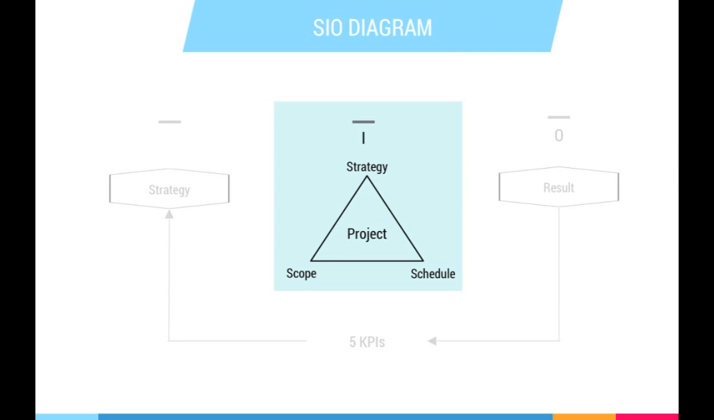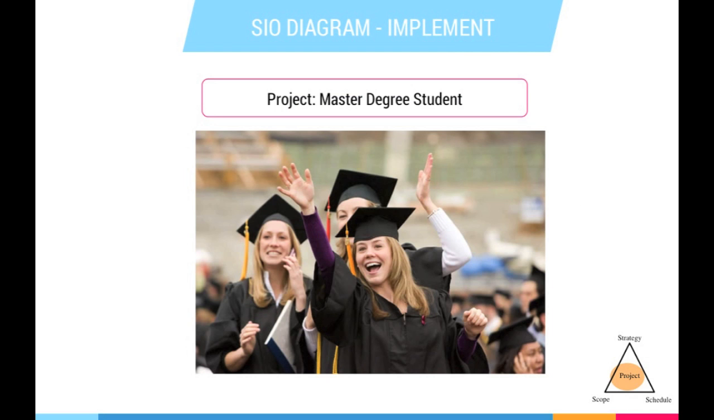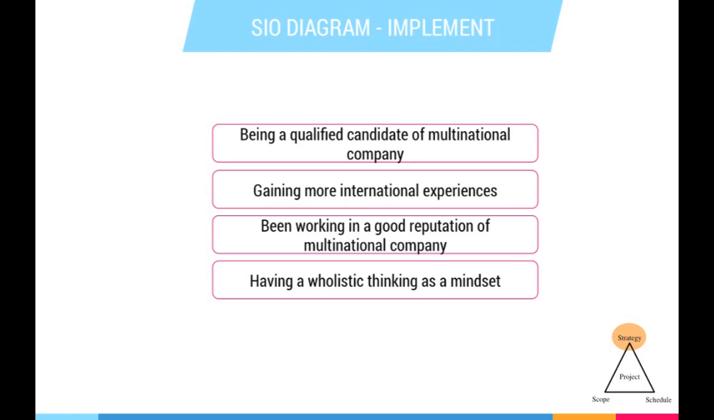Now let's move to the second stage, which is implement. After we strategize, now let's use this triangle consisting of strategy, scope, and schedule to attain my project. First of all, let's talk about my project here. My dream project is for me to be a master's degree student. And therefore, my strategies to be a master's degree student are that I need to be a qualified candidate of a multinational company. I need to gain more international experience, and I need to work in a multinational company of good reputation, and also I need to have holistic thinking as a mindset.